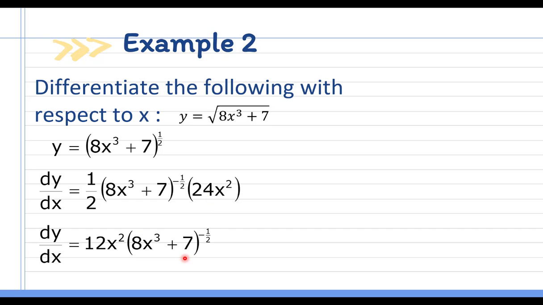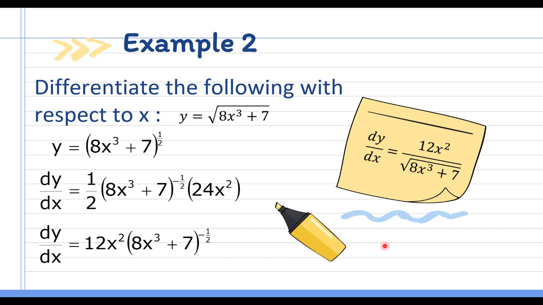So you can simplify it like this. Multiply a half with 24x squared instead of the minus a half power. Okay, so you can change it back later, since it is minus, so it is at the denominator, and the power of a half becomes square root, yeah? So you can write it down like this.